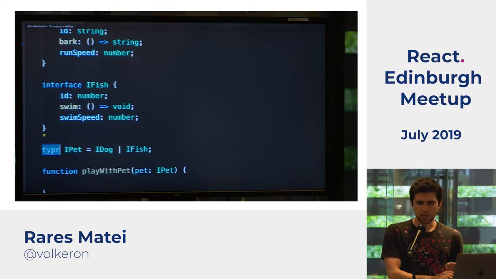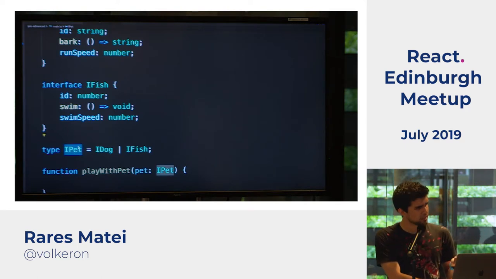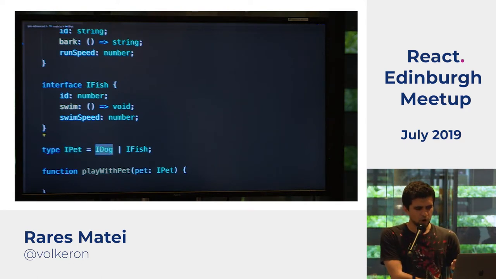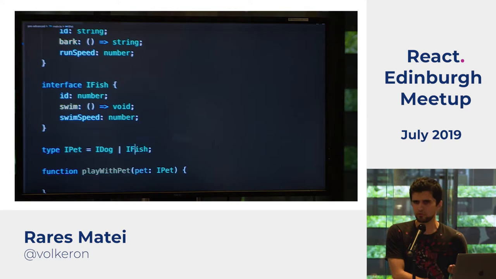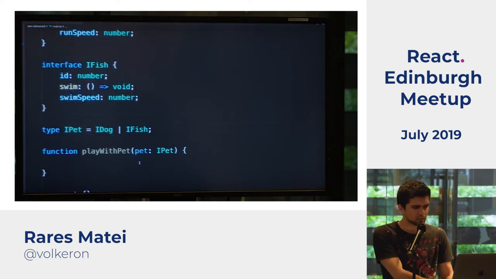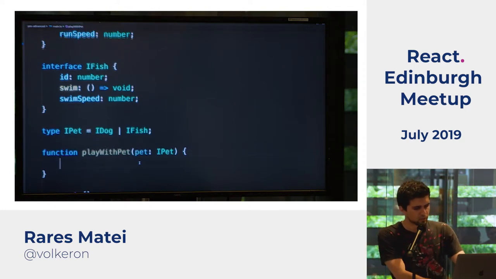So I create a new type. Again, types are like interfaces. I create a new type that's a pet that can either be a dog or a fish. Okay, that makes sense in English. A pet can be a dog or a fish. But what does it mean in TypeScript? What's a type that's either a dog or a fish?